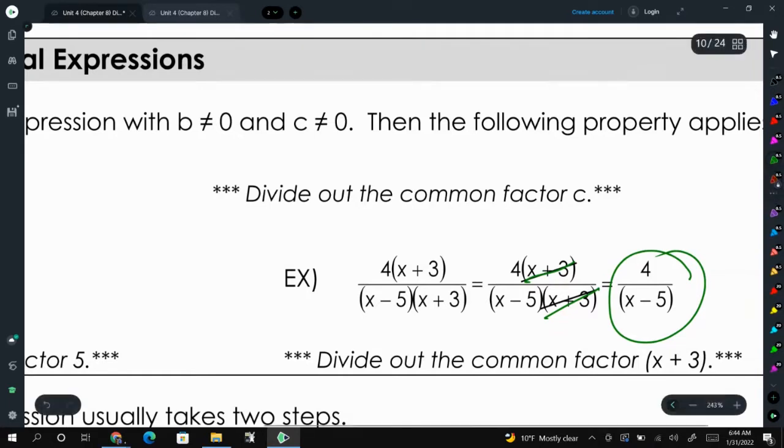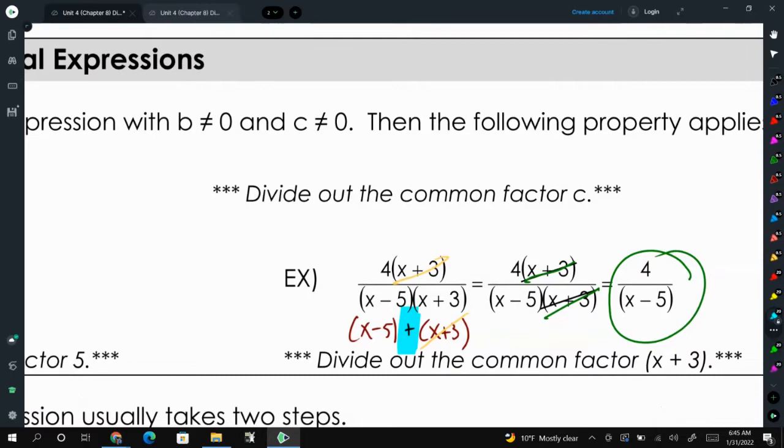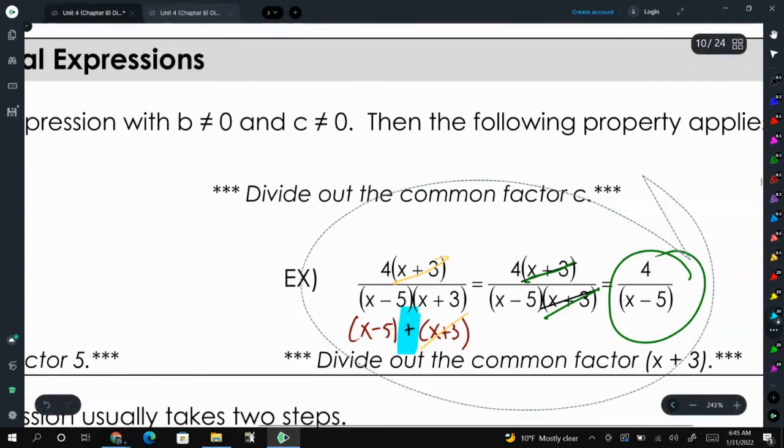Now, I want to point out that if, let's say, the top said 4 plus x plus 3, then we couldn't simplify this because of that plus sign there. Or if the denominator said x minus 5 plus x plus 3, we couldn't cancel off the x plus 3's on the top and bottom because of that plus sign. So it's really important to pay attention to what you are given. So let's get rid of this.